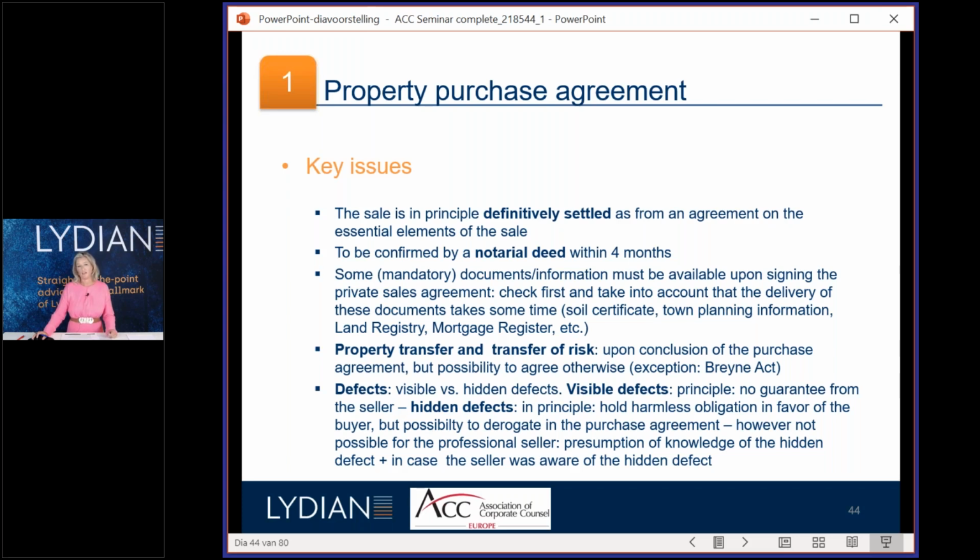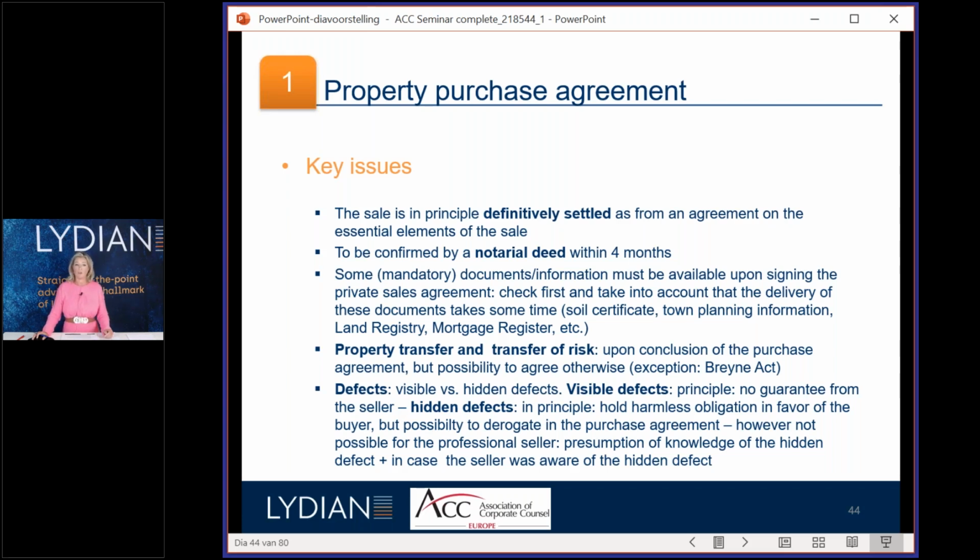Please also note that some mandatory documents or information must be available upon signing of the preliminary sales agreement. So after you have checked the location of the property, please take into account that several documents and information have to be present sometimes at the moment of signing of the preliminary sales agreement. And do also consider that the delivery of this information in Belgium, unfortunately, might take some time. So do count a couple of weeks before you will have the information in hand.